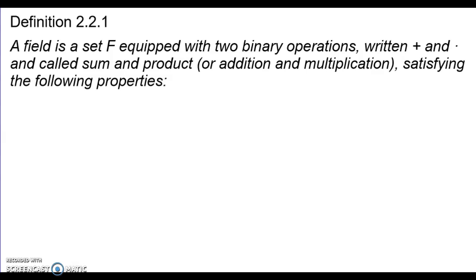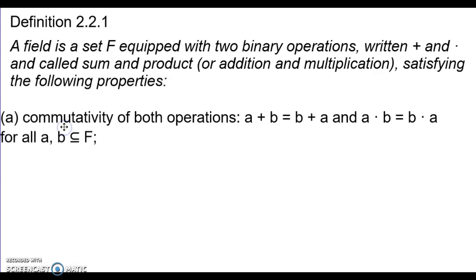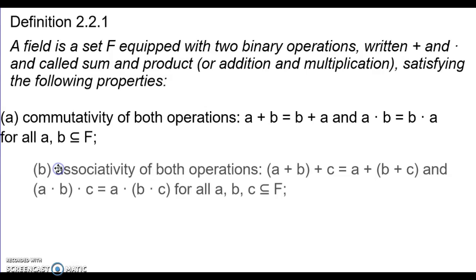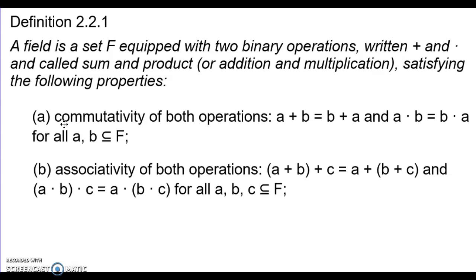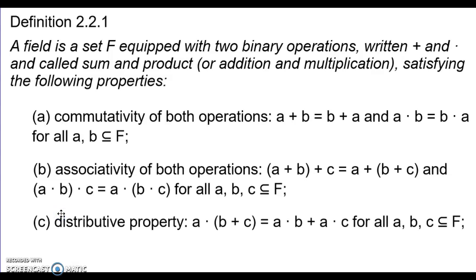So what were those properties that we have gone back and proven so many times? First off, there has to be commutativity for both operations. So a plus b equals b plus a, and a times b equals b times a, for any a and b that belong to this field. There's also associativity for both operations. So you can take a plus b plus c, and then you can associate differently, a plus the quantity b plus c, and then you can do that for multiplication. We also have the distributive property, very important.